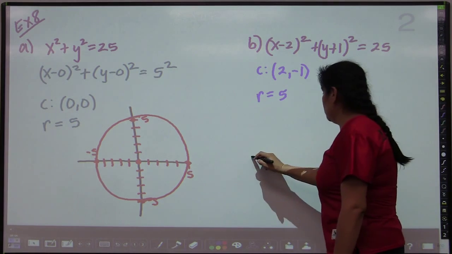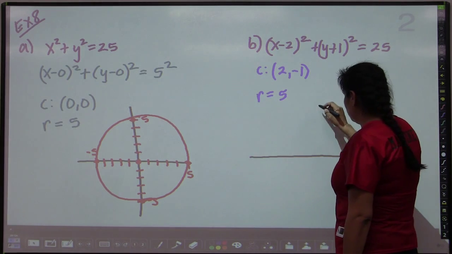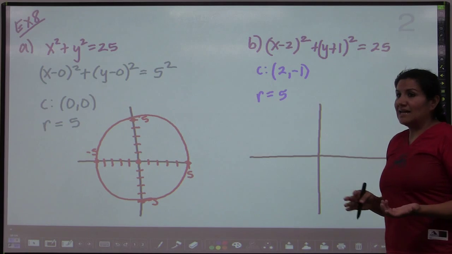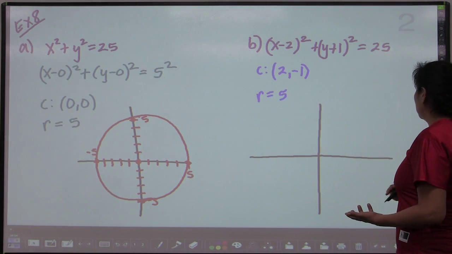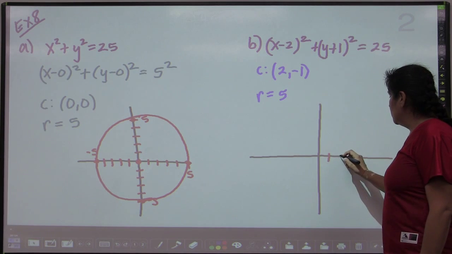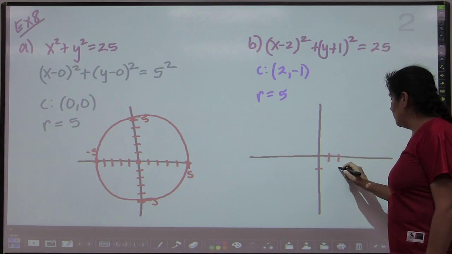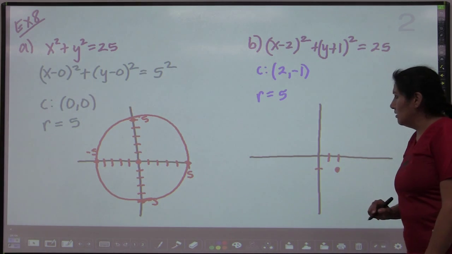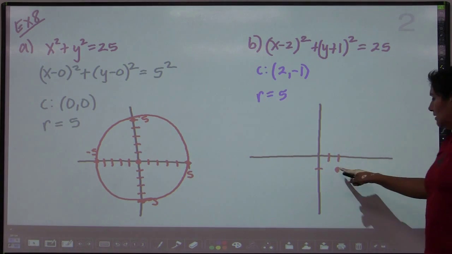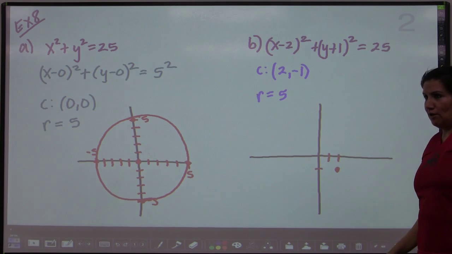So when we graph this little sucker, it's almost going to be the exact same circle in the sense that it has the same radius as part A. It just has a different center. Instead of being at the origin, we're going to go 2, -1. So here is 2, -1. So now my center is going to be here. And now from the center, I need to go 5 units east, west, north, south.